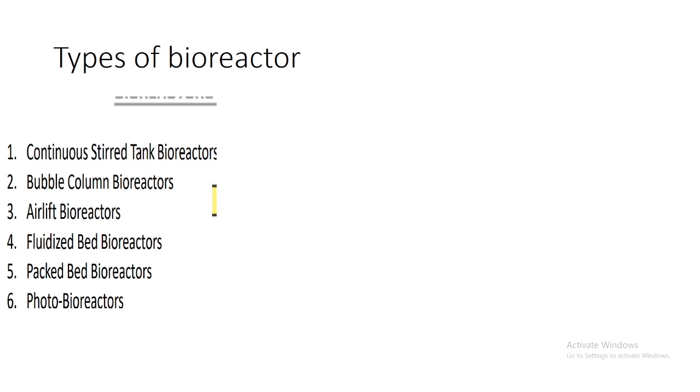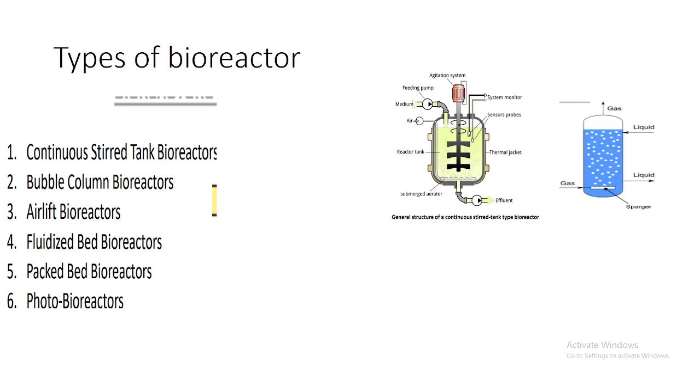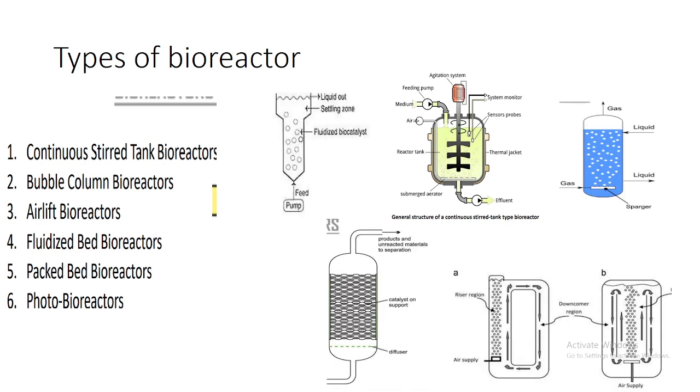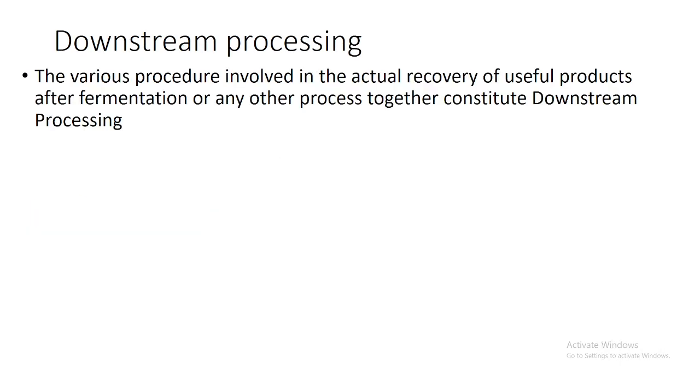You have different types of bioreactors, depending on what is the type of mixing. What are you using? Impellers? Are you using air bubbles? What is the sparger system? Are you using immobilized enzymes, etc., the shape of the bioreactor. According to all this, you have different types of bioreactor: the continuous stirred bioreactor, the bubble column bioreactor, airlift bioreactor, fluidized bed bioreactor, packed bed bioreactor, and photobioreactor.